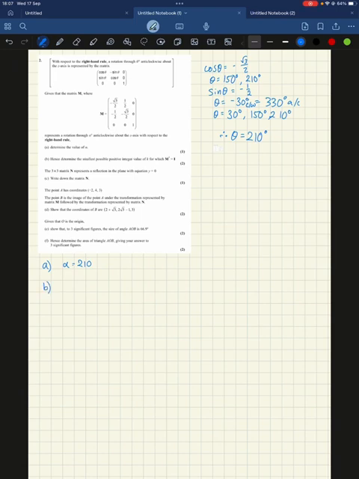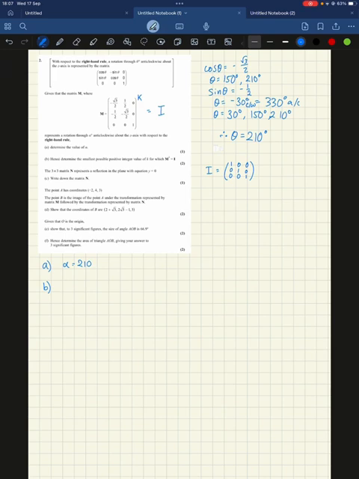Okay, part B now. So hence determine the smallest possible positive integer value of k for which m to the power of k equals I. So our matrix here, the power of k equals I. Now we're in 3 by 3, so I, the identity matrix, is 1, 0, 0, 0, 1, 0, 0, 0, 1. Okay, so m to the power of k equals I.